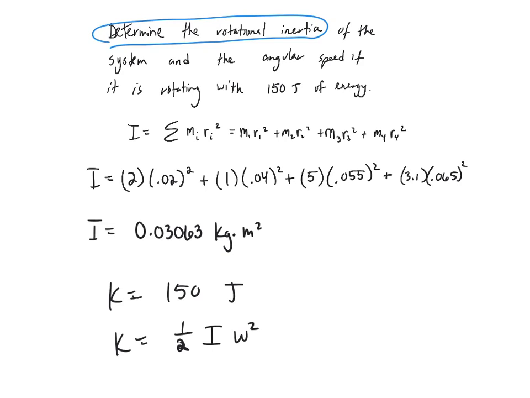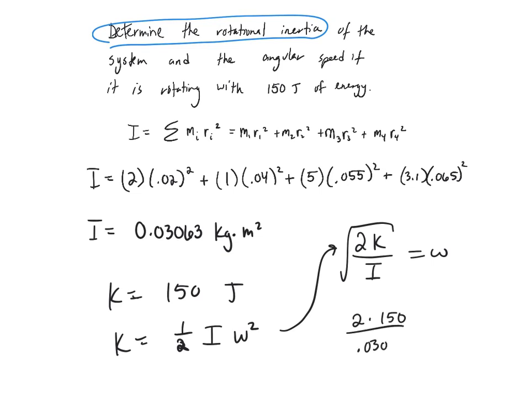And then at this point we have everything, right? We're trying to solve for omega. So let's multiply by 2, divide by I, and square root it to get omega by itself. So the K value is 150, and the I value is 0.03063. So there's our omega value for this problem.